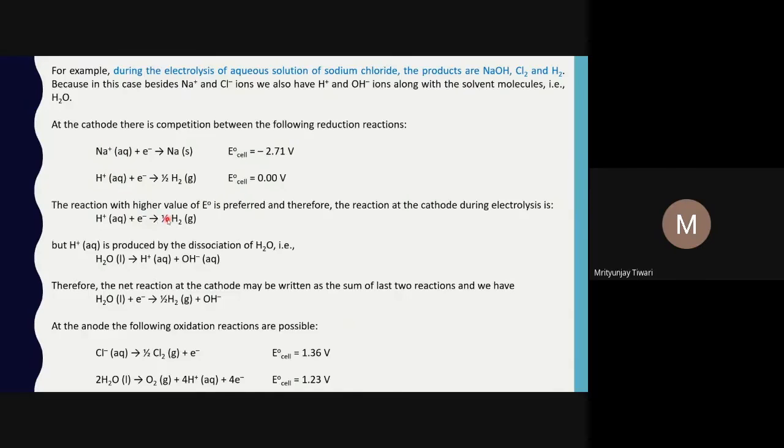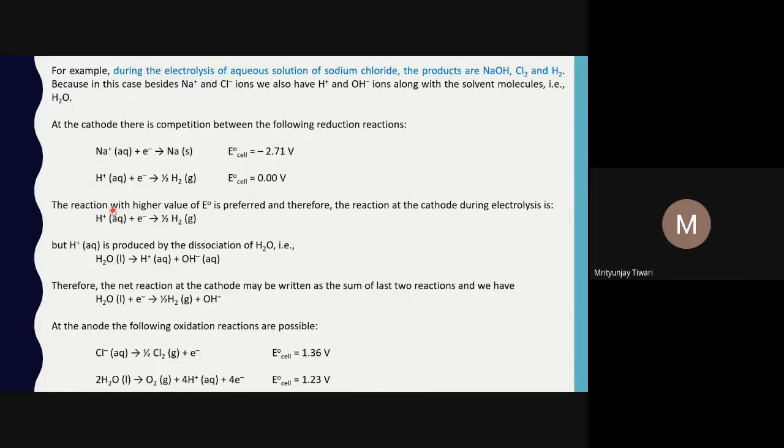So hydrogen ion will be reduced at the cathode. Preferentially, it will be reduced. The reaction with the higher value of E naught is preferred, because the other is a negative value. Therefore, the reaction at the cathode during electrolysis is this reaction. However, this H+ ion is coming from where? It is coming from the water molecule. So the water molecule is the ultimate source of H+ ion.